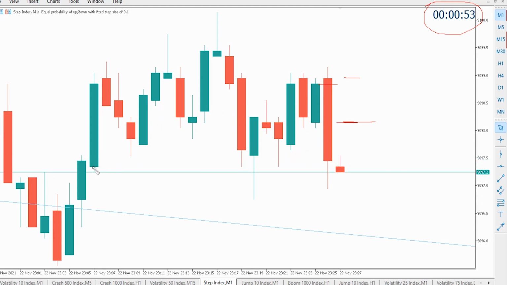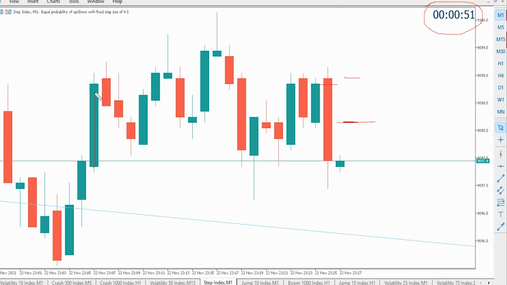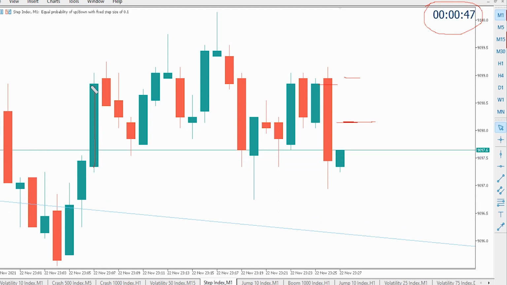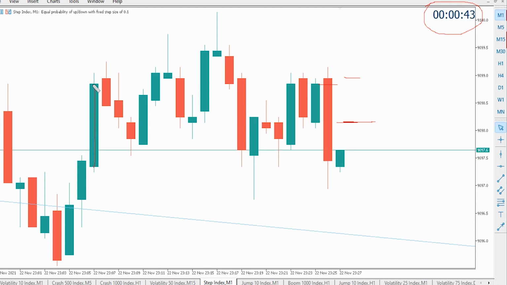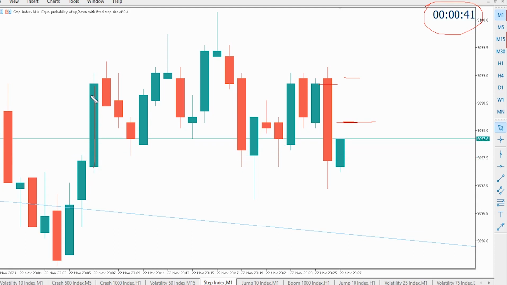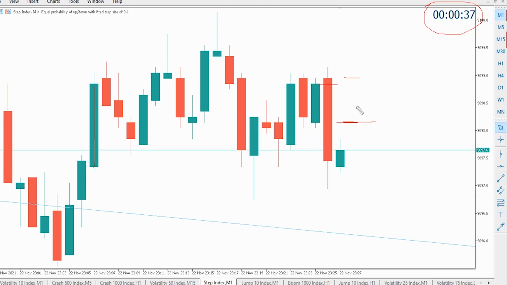When we have a long green candlestick like this, it means more buyers came into the market and they're pushing the market up. Not just pushing the market up, they're pushing the market with very strong momentum. So I believe with this, I've been able to do justice to candlestick formation.